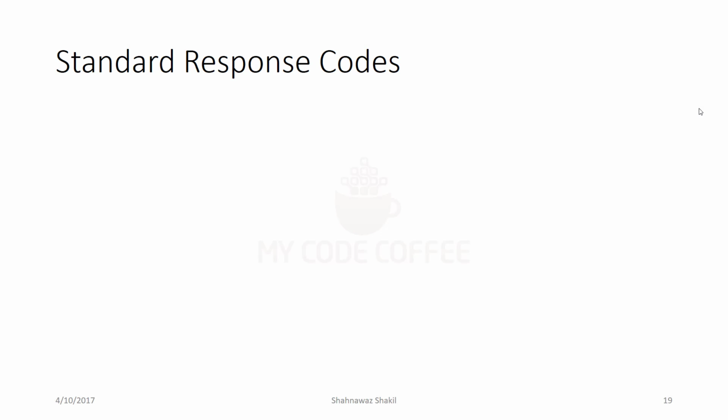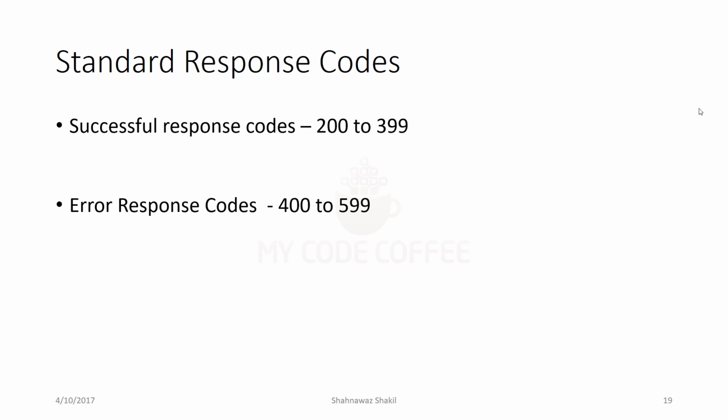The JAX-RS specification defines response codes which a server should send to the client as part of the response. We can divide response codes into two categories: successful response codes and error response codes. Successful response codes range from 200 to 399 and error response codes range from 400 to 599. You can get a comprehensive list of default response codes from the Oracle documentation, but there are some response codes which should be on the top of your head because they are used very often.